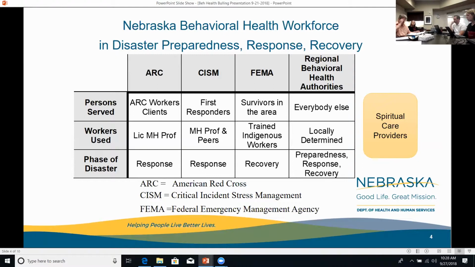Local and state workers may use a combination of licensed professionals like social workers, counselors, psychologists, addiction professionals, and volunteers trained in psych first aid. And spiritual care providers often work in parallel to behavioral health. Again, in an ideal world, these volunteers would also be coordinated under the health and medical umbrella.